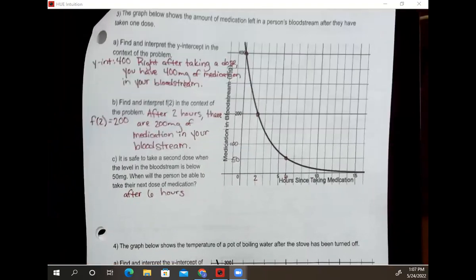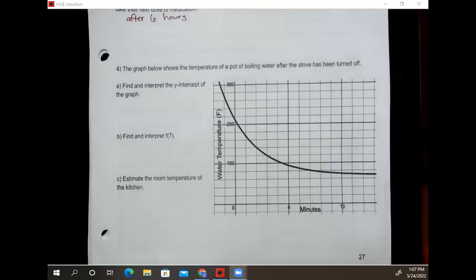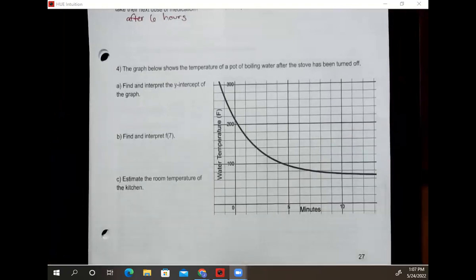Questions for me on number 3? Okay. And then number 4, we're looking at a pot of boiling water after the stove has been turned off. So we had water boiling on the stove, we shut the stove off, and then we looked at what happened. Before we even look at the graph, what do you expect to happen? The temperature is going to go down, right? It's not going to just keep boiling independently. It needs a heat source to do that. So let's find and interpret the y-intercept of the graph.